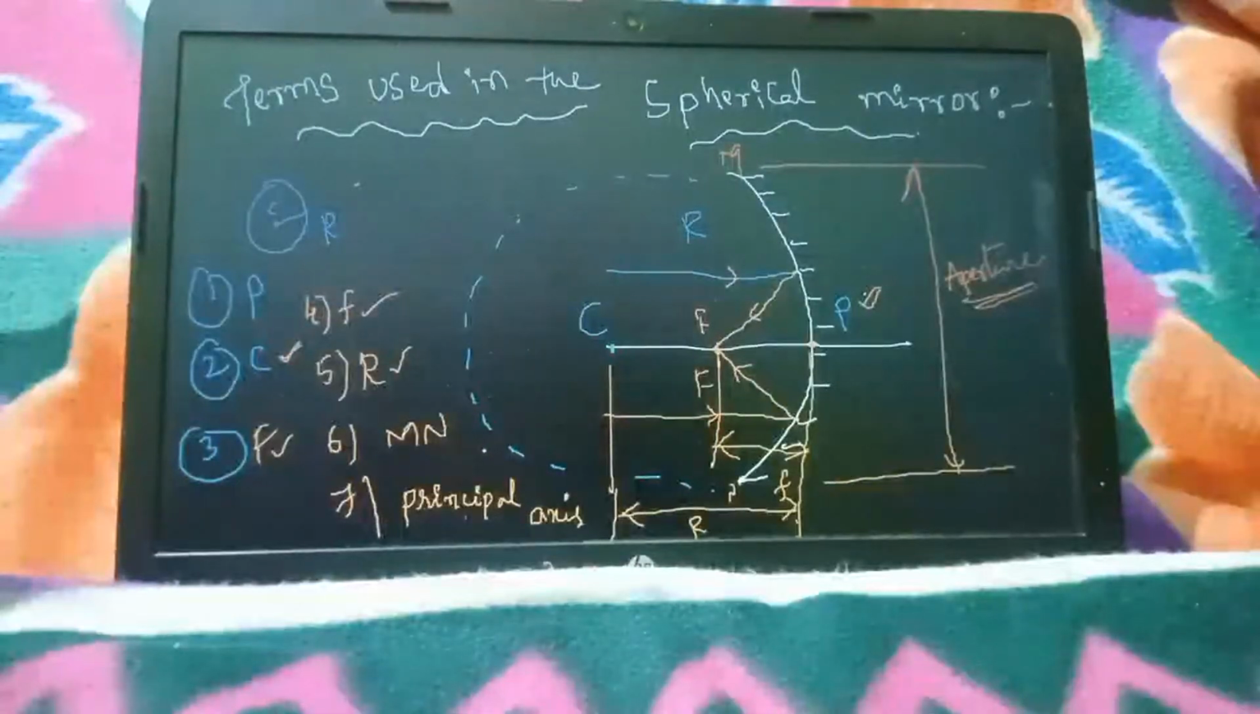And the nature, converging nature and diverging nature, we already discussed. Ray rules we'll discuss. Ray rules and image formations, I will take in one more part. So this is about the terms of a spherical mirror.